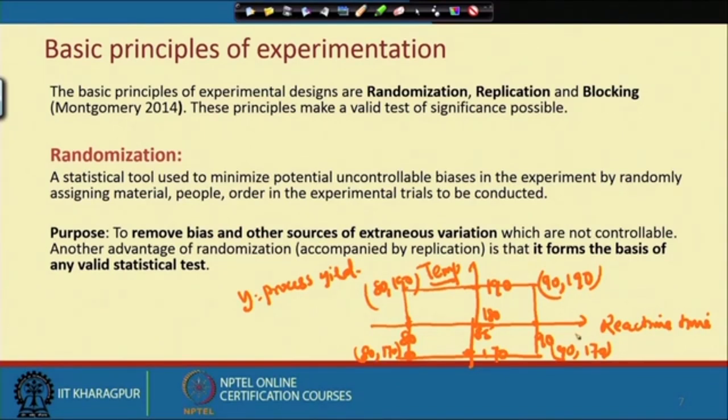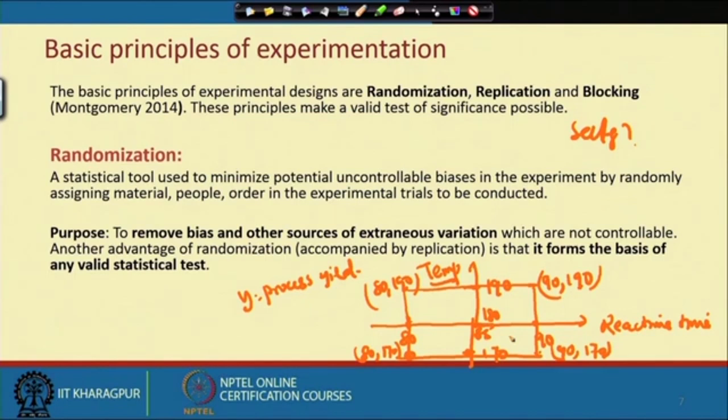Now, how do we do the experiment? You will keep the reaction time at 80 minutes and temperature at 170, and you can do the experiment. So, the question is which one you will choose first. Which setting first or which one second? Will there be any order? You cannot choose selectively, you have to randomize it. You will choose using certain random numbers, so that the first time you may do the experiment here, the second time here, the third time here. So, there will be a random order in choosing the settings.